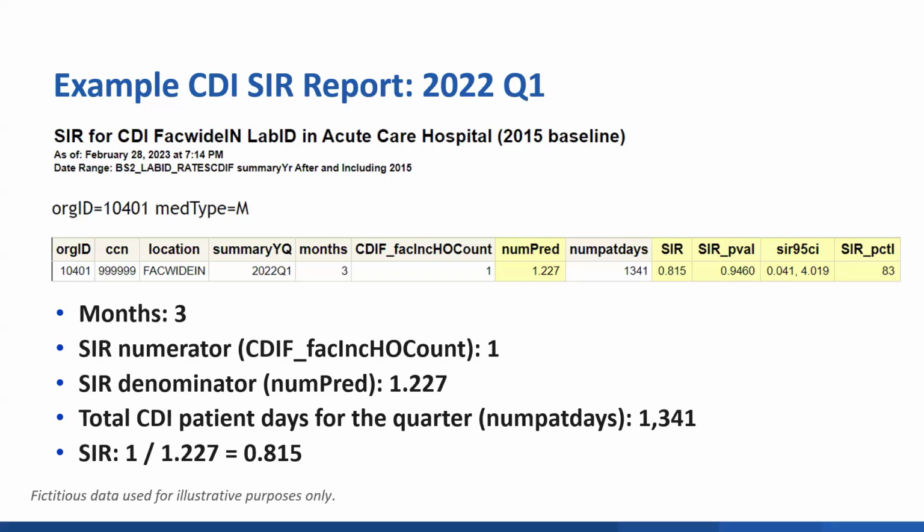So this is just an example of the first table that you would see once you run an SIR report. This should look pretty familiar for most users. And these columns are ones that I will reference in a couple of the troubleshooting examples.